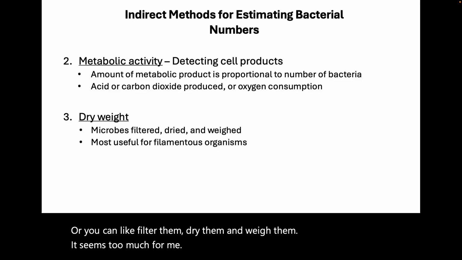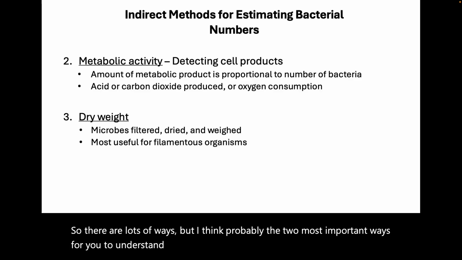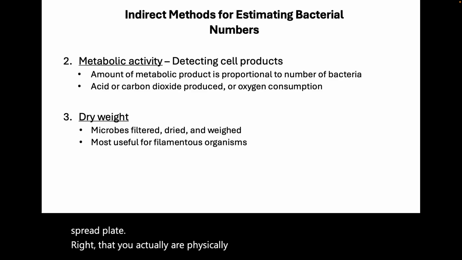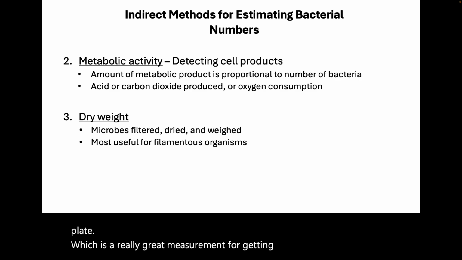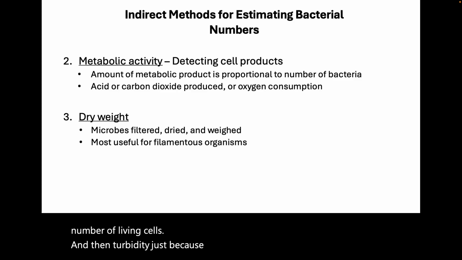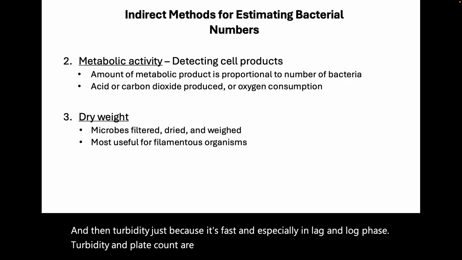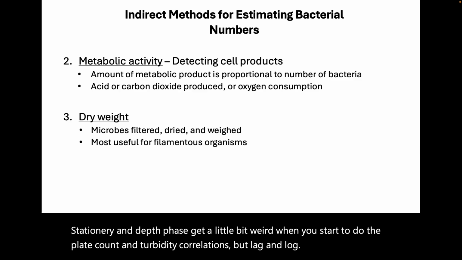So there are lots of ways, but I think probably the two most important ways for you to understand for measuring microbial growth are going to be the spread plate, where you are physically counting the number of cells on the plate, which is a really great measurement for getting the viable cell count, the number of living cells. And then turbidity, just because it's fast, and especially in lag and log phase, turbidity and plate count are really highly correlated. Stationary and death phase get a little bit weird when you do the plate count and turbidity correlations, but lag and log, really solid.